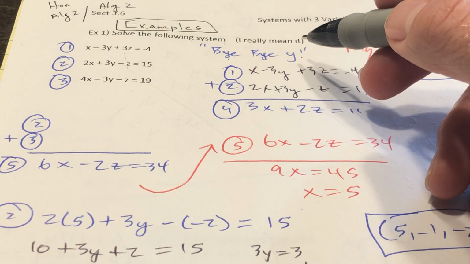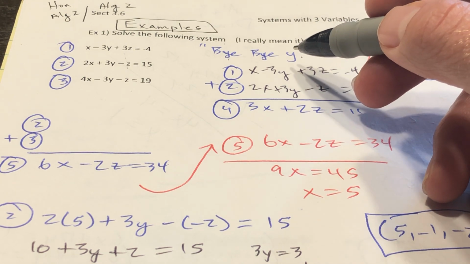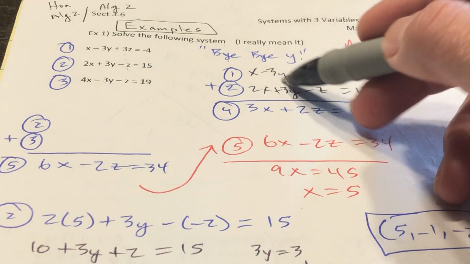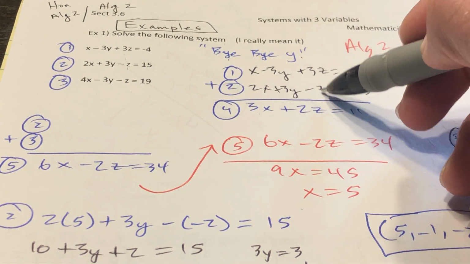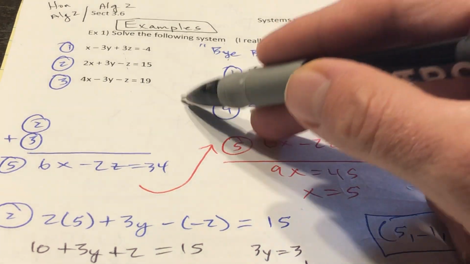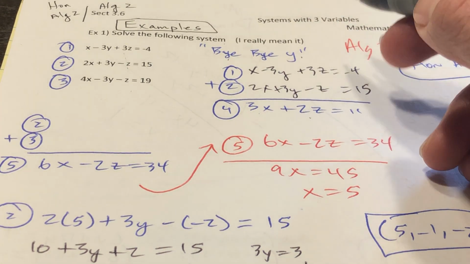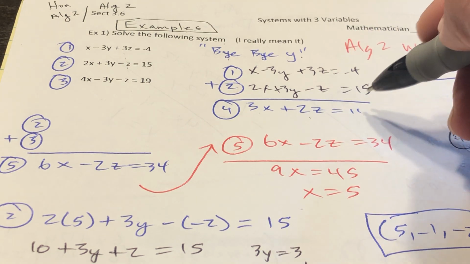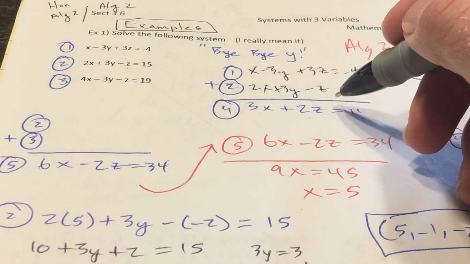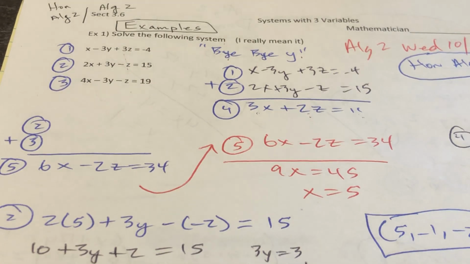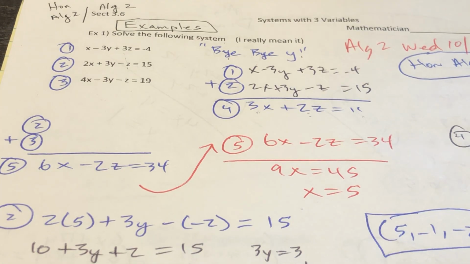All right? So if I add equation 1 and equation 2 together, x plus 2x is 3x. The y's obviously cancel. 3z plus a negative z is 2z. And a negative 4 plus 15 is 11. Now, this is a brand new equation. So I'll call it 3x plus 2z equals 11. That is equation 4, and that equation has no y's. So my goal is to get another equation like that with no y's.